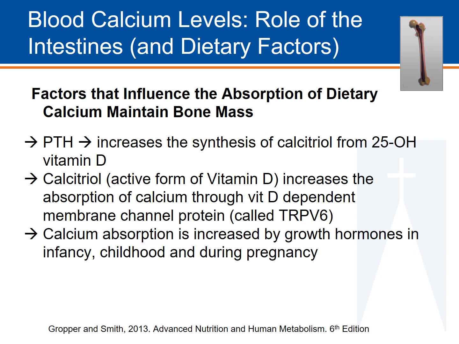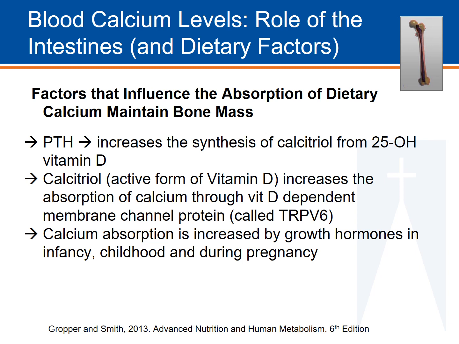In addition to that, the parathyroid hormone also increases the synthesis of calcitriol, which is an active metabolite of vitamin D, from 25-hydroxyvitamin D. And that active form of vitamin D increases the absorption of calcium, and it does that through a vitamin D-dependent membrane channel protein. Specifically, this membrane channel protein is called TRPV6.